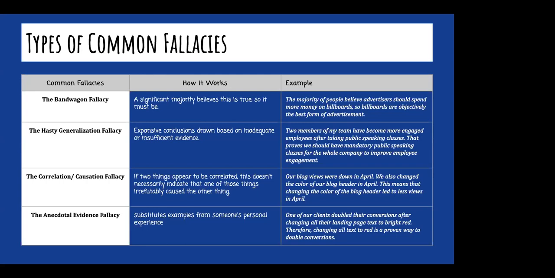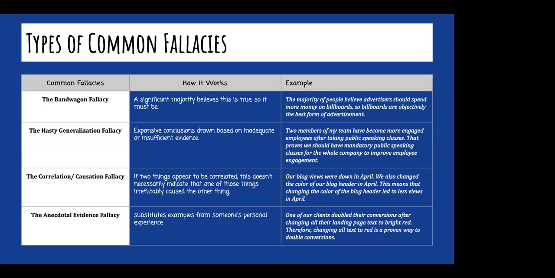So for both of these, we don't necessarily have enough evidence to support the conclusion that is drawn. And for the correlation here, we're simply saying because something is this way, this is the reason. So if you look at this example, the views were down in April, so we changed the color. That means changing the color led to fewer views. Well, that doesn't make sense. It's an illogical argument because you can't just base it on that.